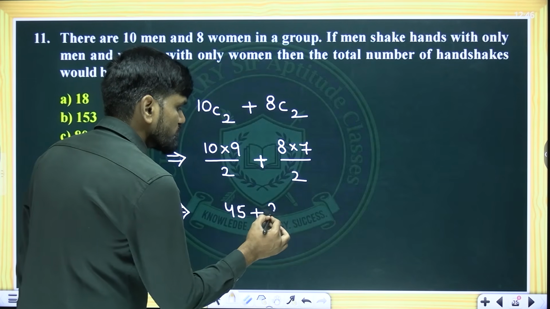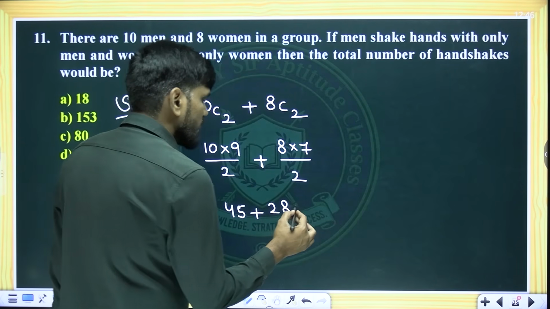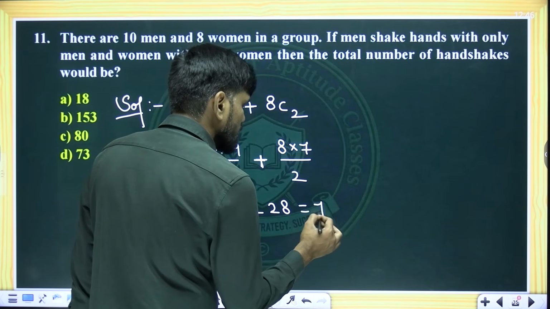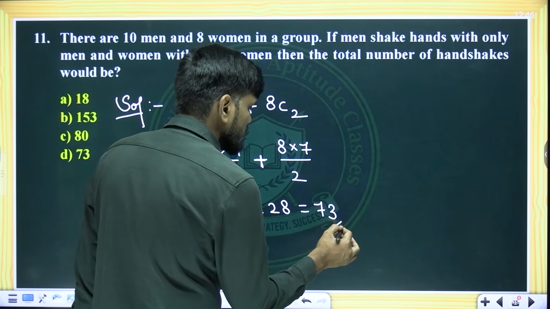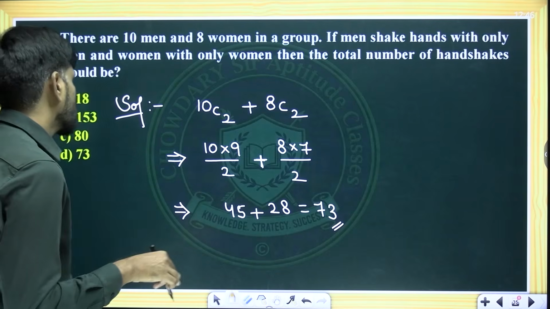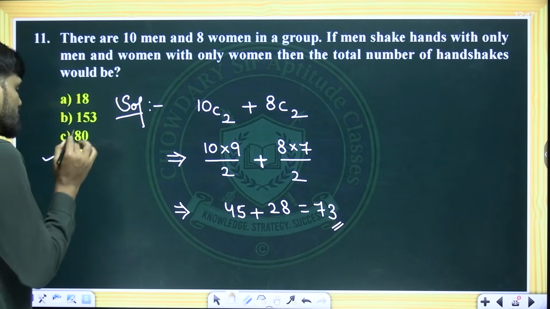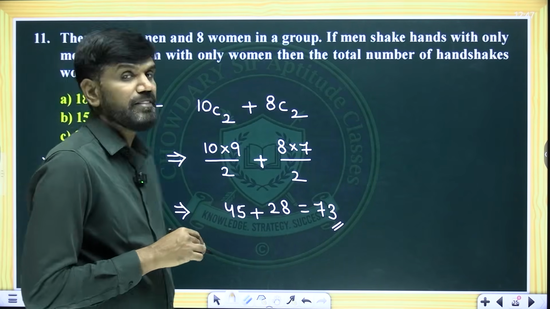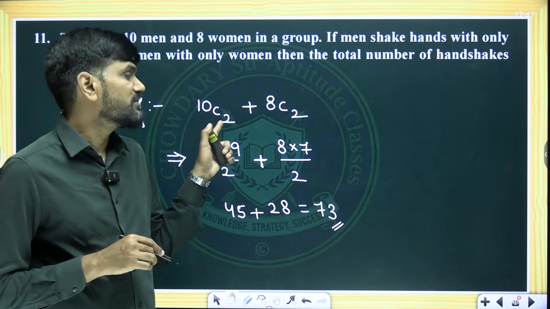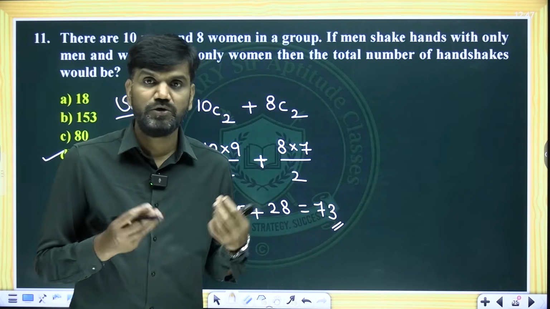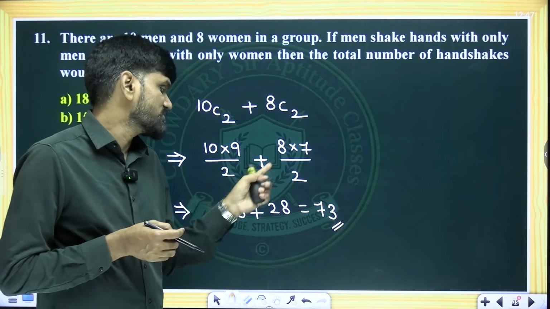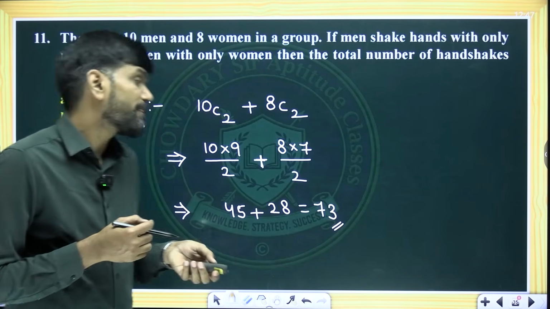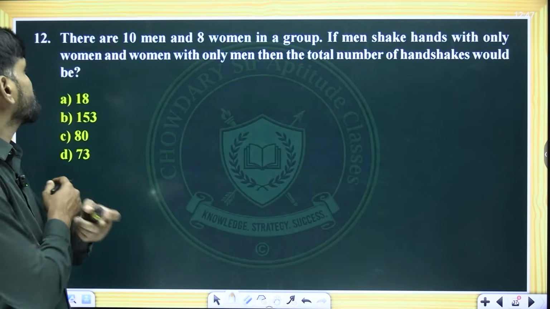7 fours are how much? 28. 45 plus 28 will give you how much? 73. So the total number of handshakes that are going to take place are how many? 73. These are the shake hands among men, these are the shake hands among women. Total number of shake hands is this plus this. Totally 73.